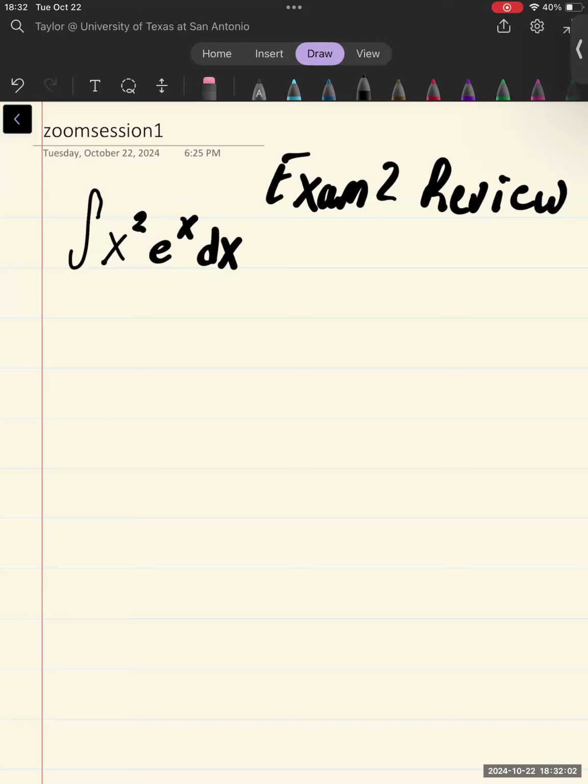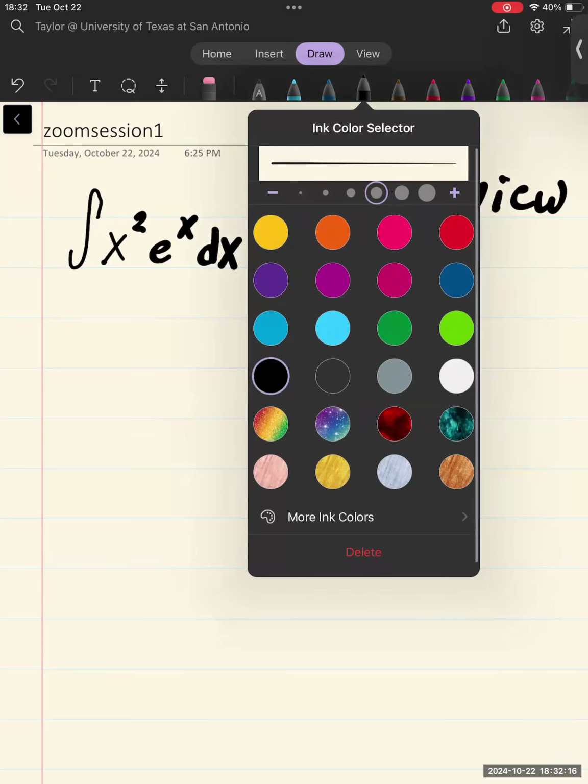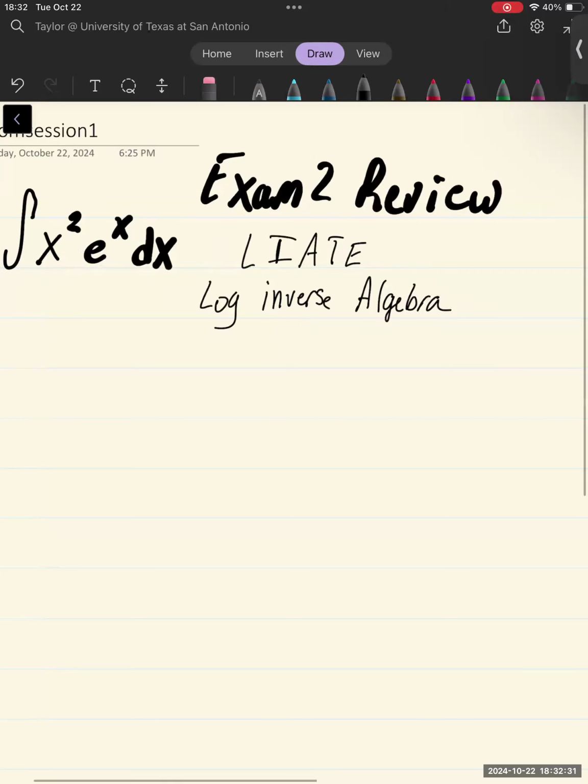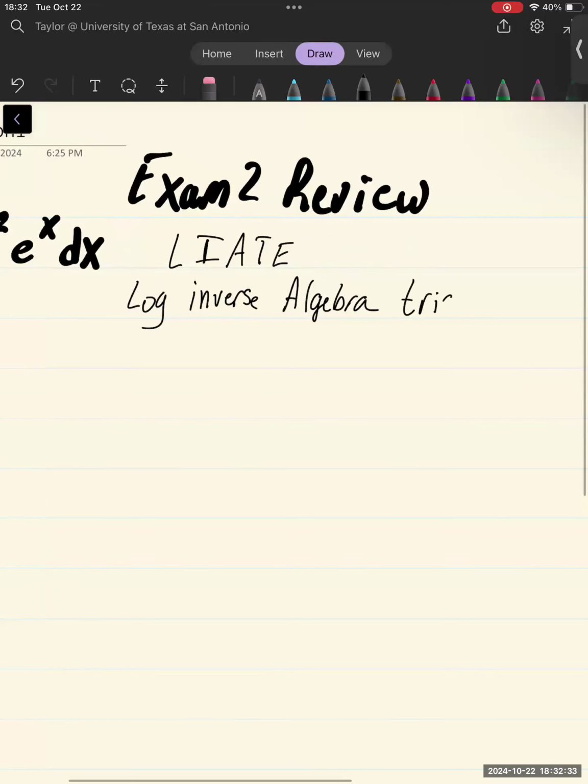All right, so the first example I wanted to go over here involves integration by parts. To start, I'm sure you've learned one of these two little acronyms here, LIATE, where we've got logs, inverses, algebraic expressions, trig, and exponents or exponentials.